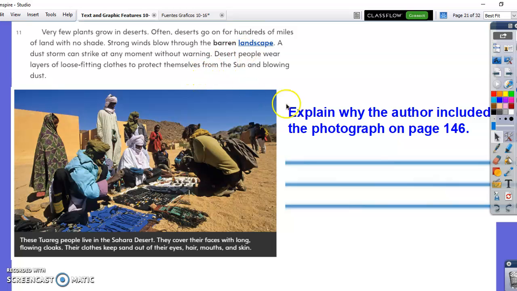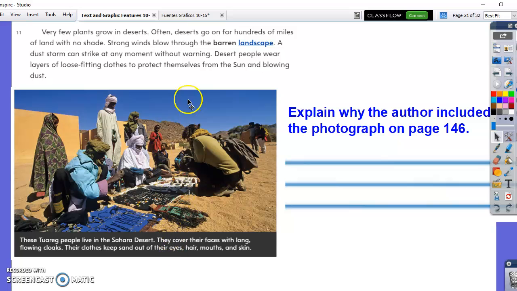On this page, it says, explain why the author included the photograph on page 146. Again, the paragraph says, very few plants grow in deserts. Often deserts go on for hundreds of miles of land with no shade. Strong winds blow through the barren landscape. A dust storm can strike at any moment without warning. Desert people wear layers of loose-fitting clothes to protect themselves from the sun and blowing dust. And now we have the picture.